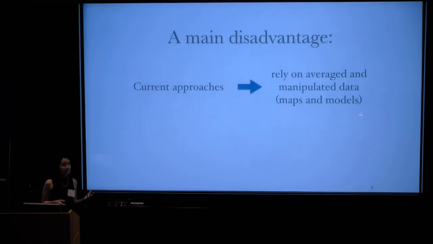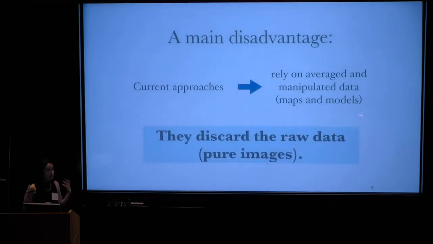However, a main disadvantage of the current approaches is that they rely on averaged or manipulated data, which are maps and models. And so what they do is they discard the raw data, the pure particle images that contain information that shouldn't be averaged or processed, right? That you could use to validate your maps.